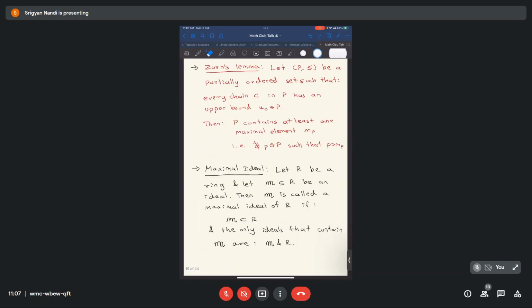we come to one of the most fundamental theorems that we will be using for this section of the talk. And that is Zorn's lemma, which, as some of you may know, is one of the more famous equivalents of the axiom of choice. So, what does Zorn's lemma state? It basically says: let P with the relation less than or equal to be a partially ordered set such that it has an extra property, which is that every chain C in P has an upper bound UC.